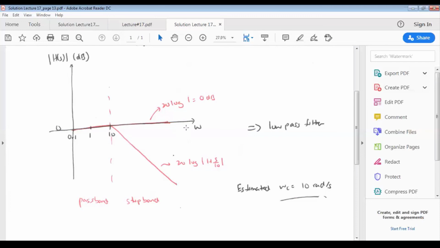Okay, right. So I hope you understand about this amplitude plot for the Bode diagram. For the phase plot, I believe that you can try to sketch that phase plot on your own. Yeah, you can refer back to lecture 16 for that plotting.